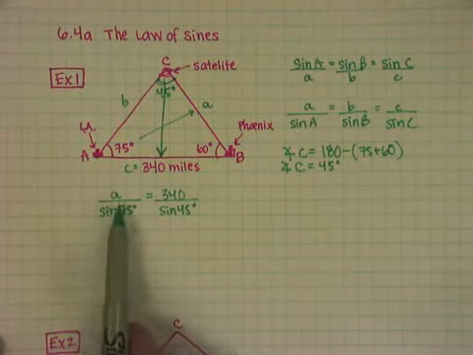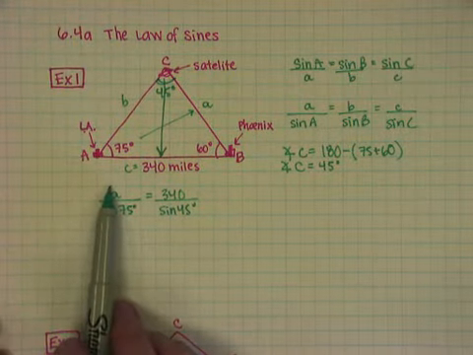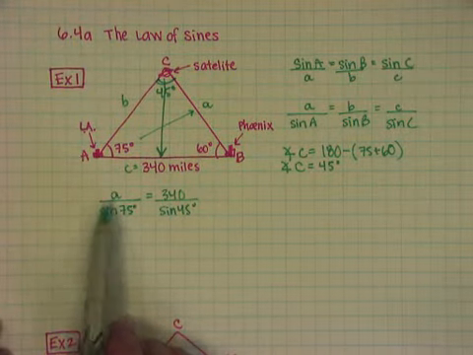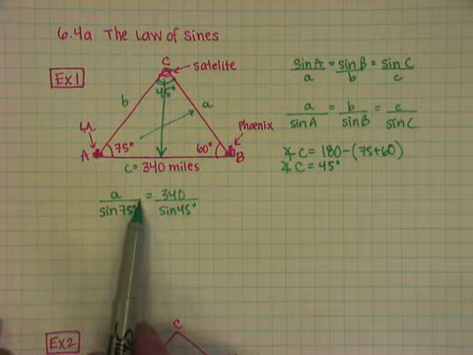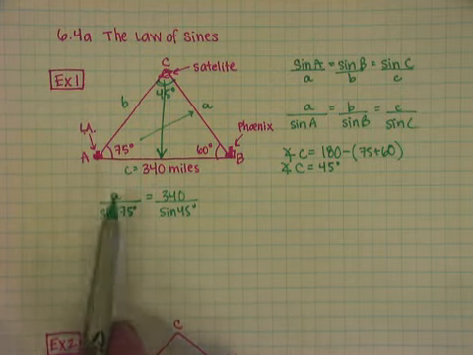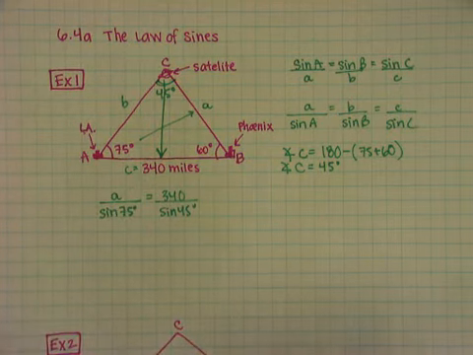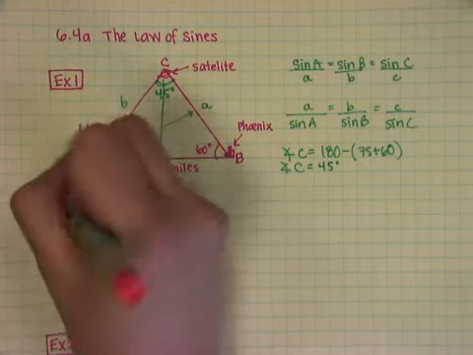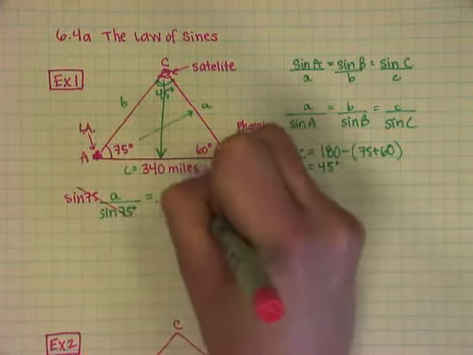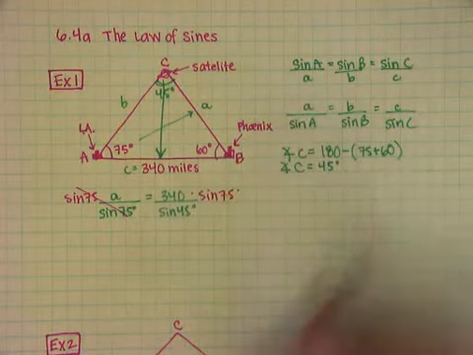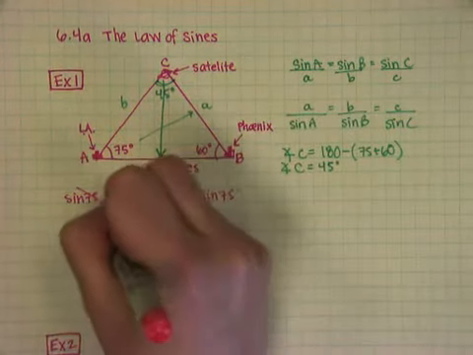Now, the reason I like to put my unknown on the top left is because it makes it really easy to isolate. Now, I could cross multiply. I saw several of you guys doing that in class today. But I don't really need to cross multiply. The only thing I need to do to get A by itself is to multiply both sides by sine of 75. Because that cancels there, sine of 75 here. And I've got A by itself.